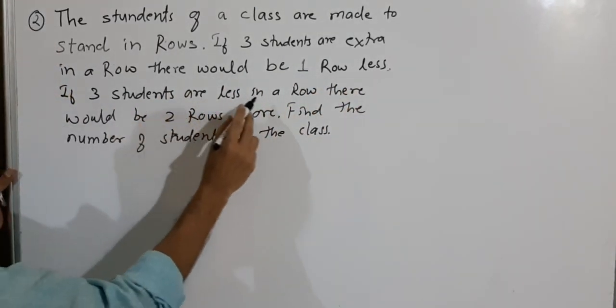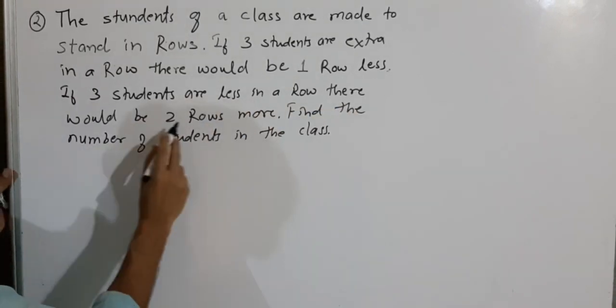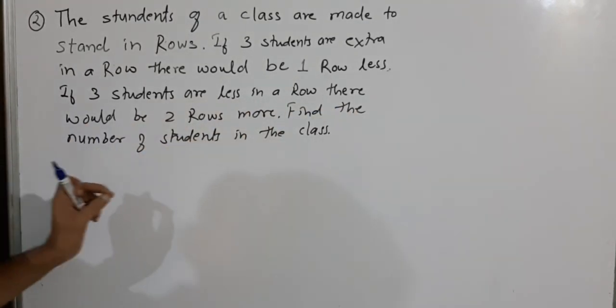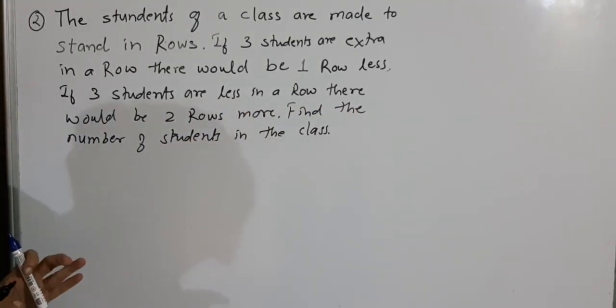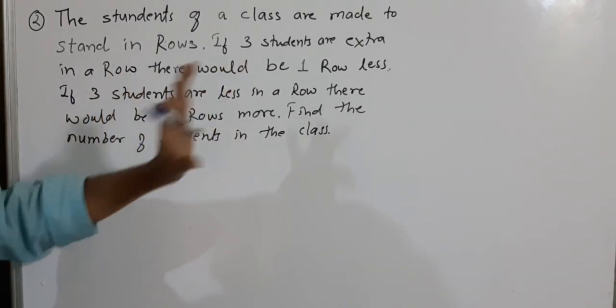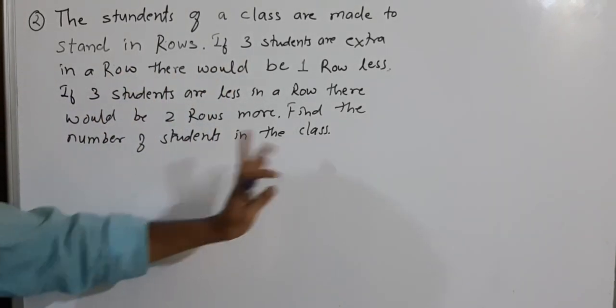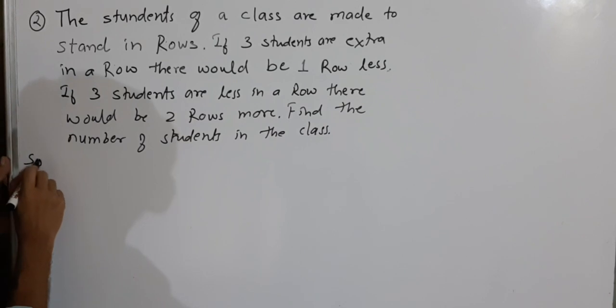If 3 students are less in a row, there will be 2 rows more. Find the number of students in the class. So now here we have given number of rows and we have to find out number of students in the class. So we'll start with the solution.